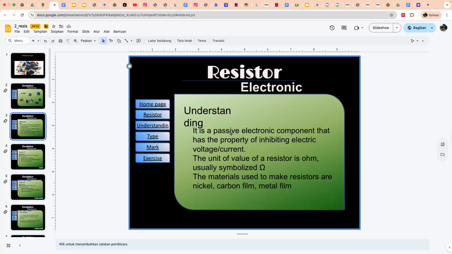Understanding: what is a resistor? A resistor is a passive electronic component that has the property of inhibiting electric voltage or current. The unit of value of a resistor is the ohm, usually symbolized by omega. The materials used to make resistors include nickel, carbon film, and metal film.